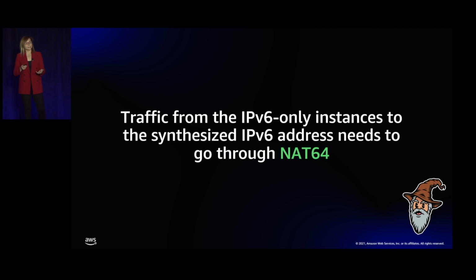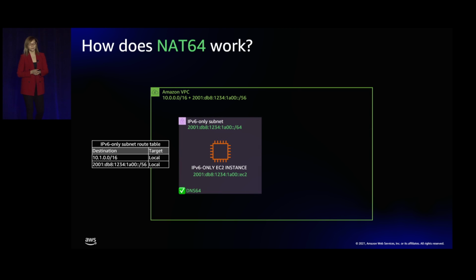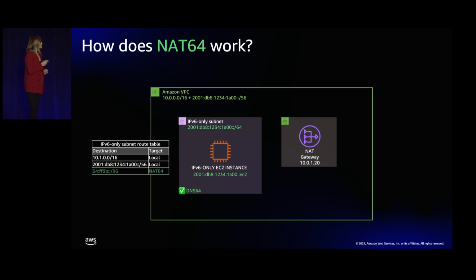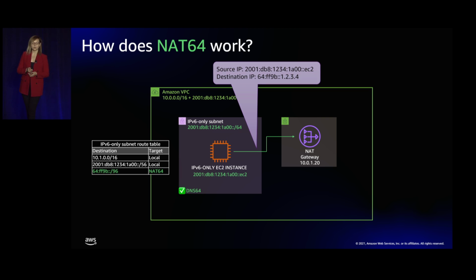But the question is, if the IPv6-only subnet instance generates that packet, how is the IPv4-only endpoint going to be able to interpret that? It's not going to be able to read IPv6, right? So traffic needs to go through the NAT64 gateway to be translated from an IPv6 packet to an IPv4 one. How this works is exactly like that. Traffic goes from the IPv6-only instance through the NAT64 gateway and is translated into an IPv4 packet.